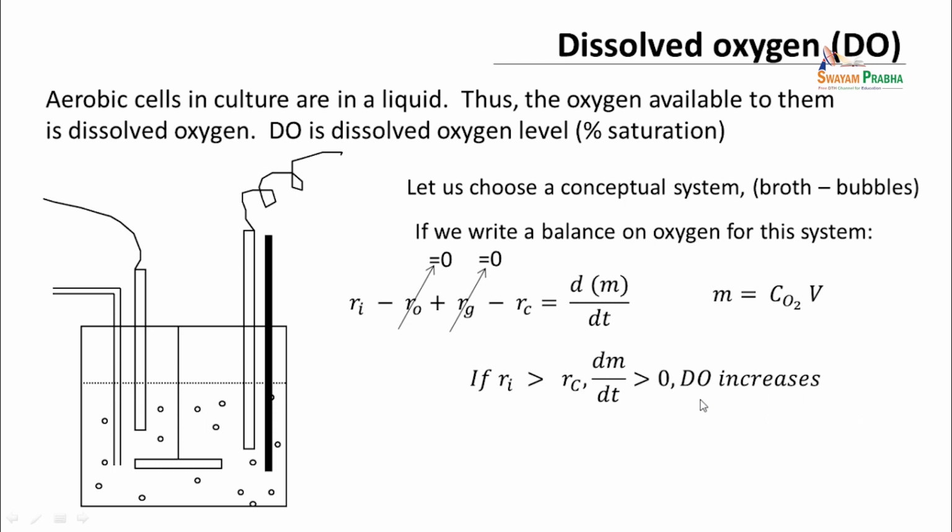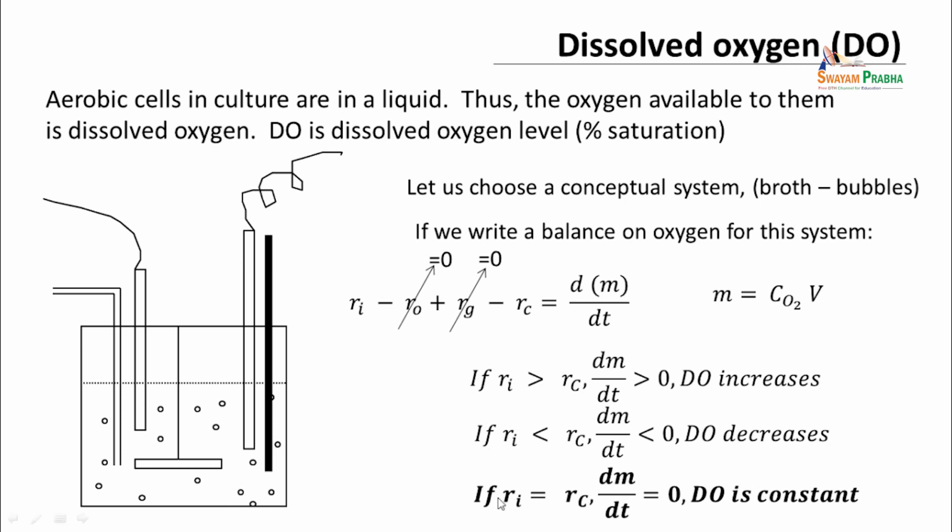If this is the case, then the DO, the dissolved oxygen level, will increase. Simple from balance. Alternatively, if the rate of input is less than the rate of consumption by the cells, then the accumulation is less than 0, so the DO will get depleted, or the DO will decrease. And if the rate of input equals the rate of consumption, then the accumulation rate is 0, and the DO will be a constant. It is a steady state situation. We strive to achieve this condition while operating bioreactors.